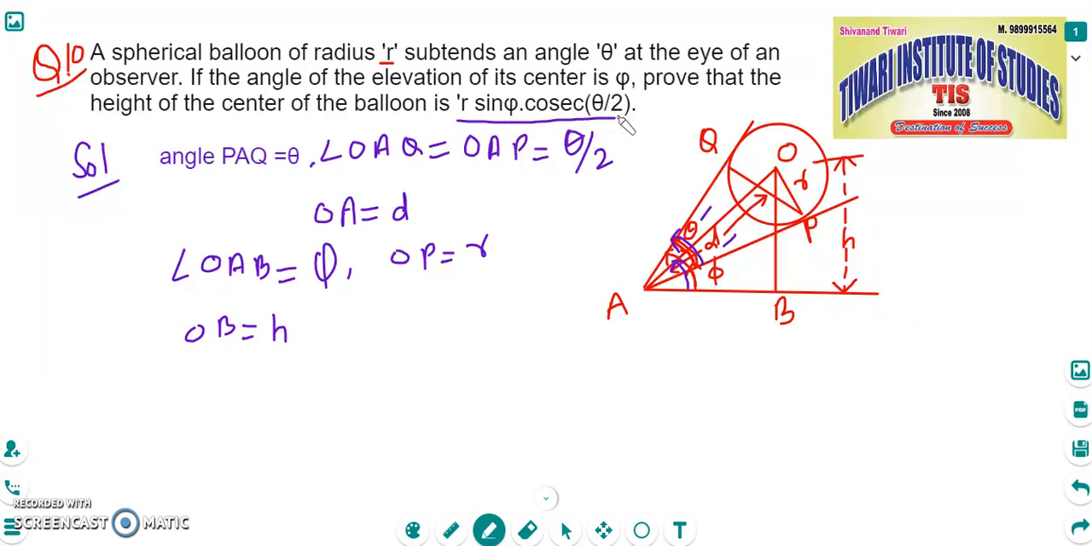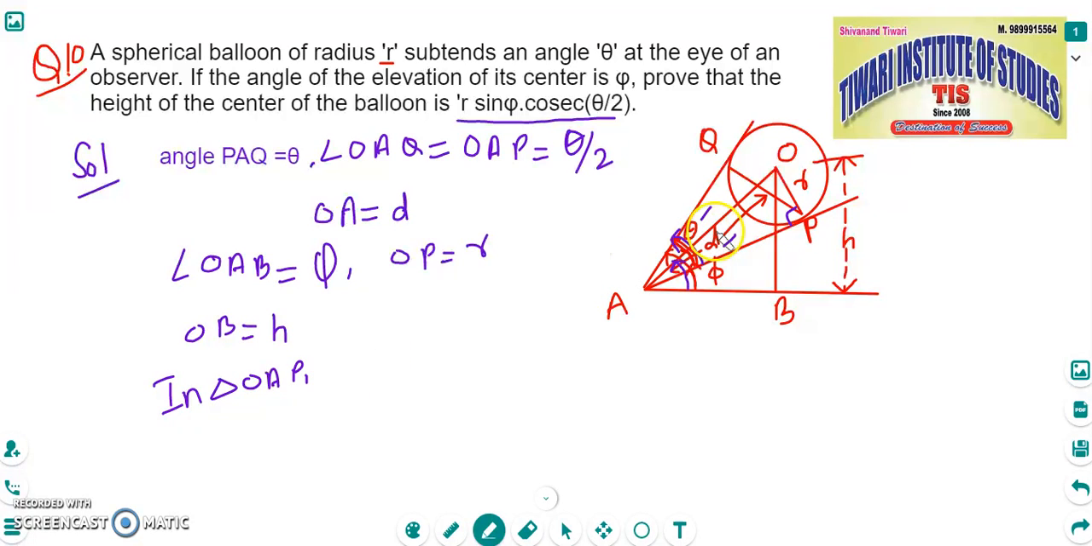So now just moving on. You know, in tangents to a circle, the radius is always perpendicular to the tangent. That means angle OPA is 90 degrees. So this can be taken as the perpendicular, or you can say the base, depending on the question, which particular angle you are talking about. So first I am moving in triangle OAP.